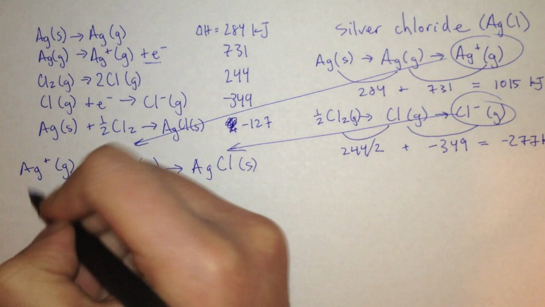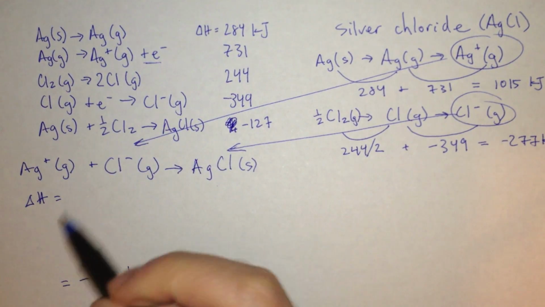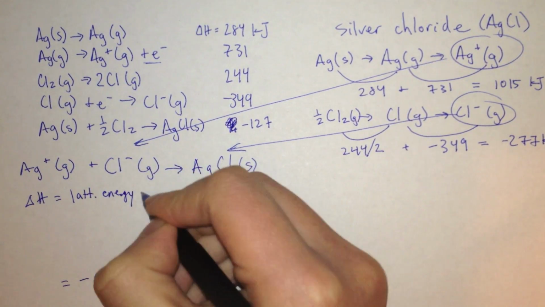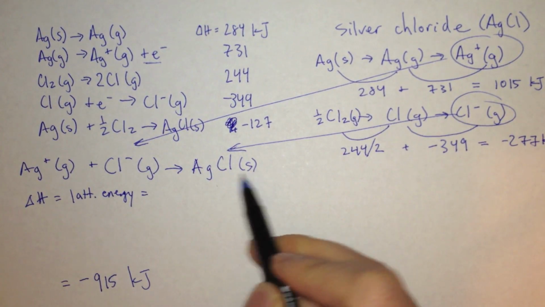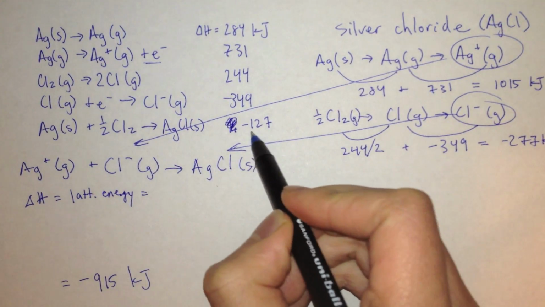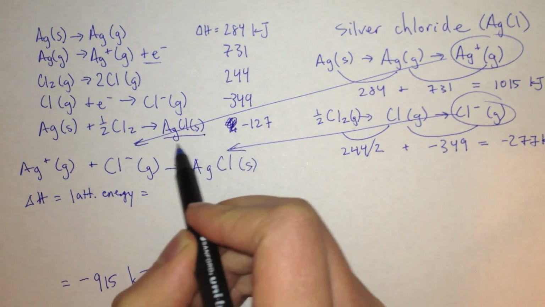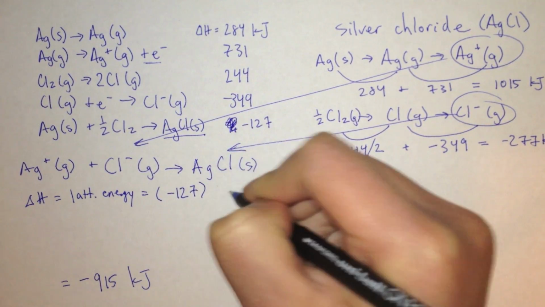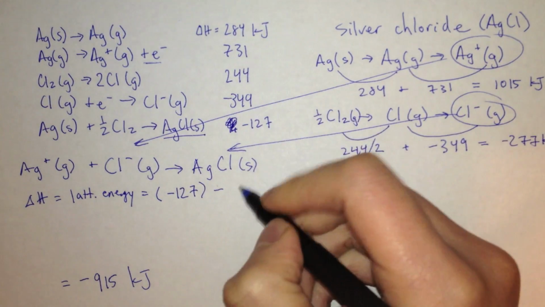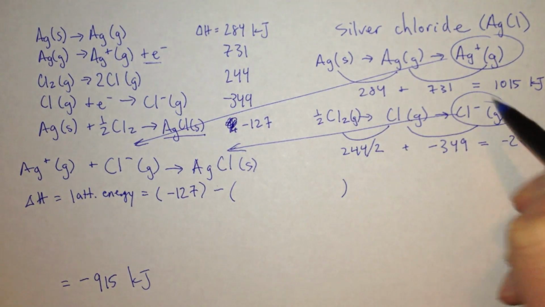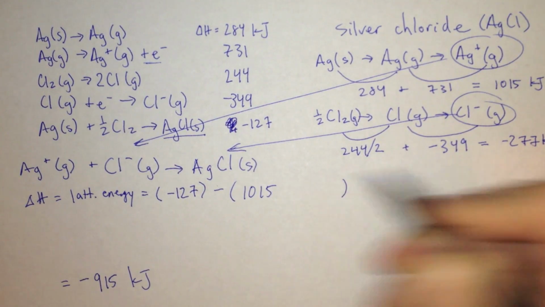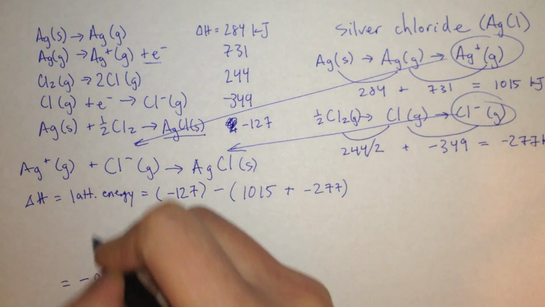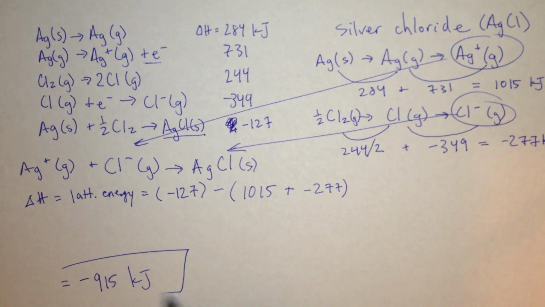So then we use our heat of reaction. The heat of this reaction, which is also equal to the lattice energy, is equal to the heat of formation of the products minus the reactants. In this case, the product is AgCl, silver chloride as a solid, so its heat of formation is negative 127. And we subtract our reactants. And the sum of that is, for silver, it's 1015, and for chlorine, it's negative 277. And our answer is negative 915 kilojoules.